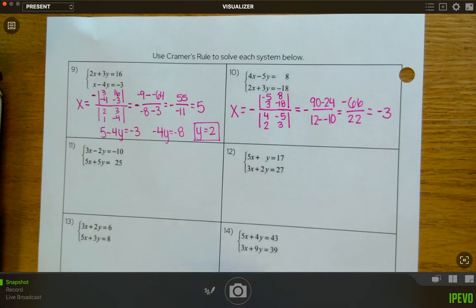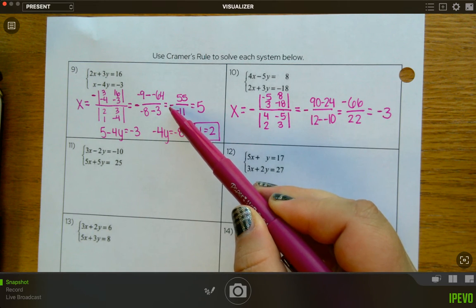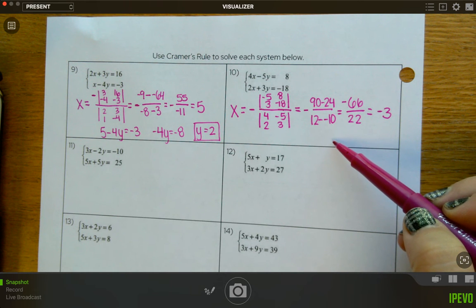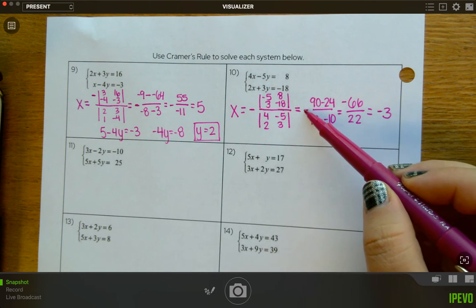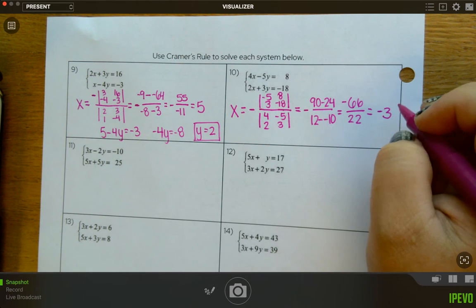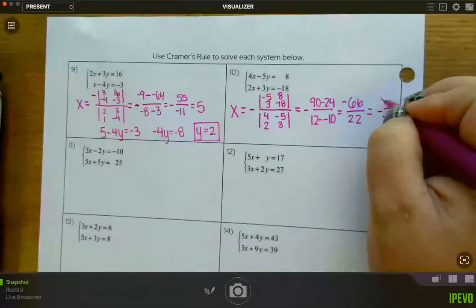Okay, one thing. Notice how over here I left the negative out front, and over here I put it on the top. You could also put it on the bottom if you wanted to. It's the same thing if it's out front, on top, or on the bottom. So now my x value is negative 3.